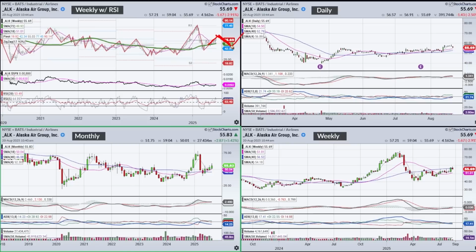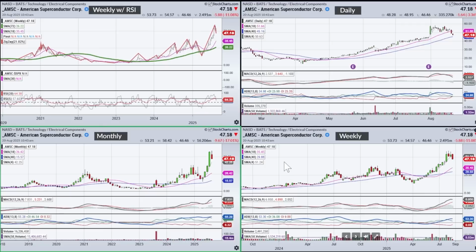We make a little zig down and then we zig back up. Now I'm going to have a lot more interest in it. All right. Let's go ahead and go to the next stock.